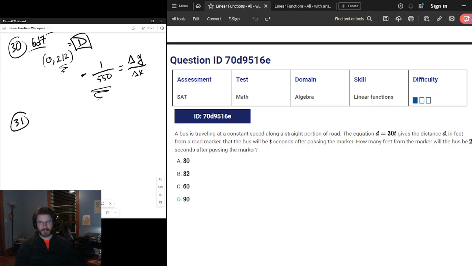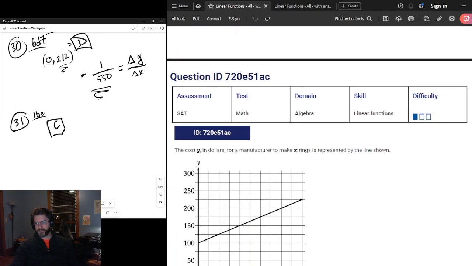All right, 31, 16E is the code. Bus, who cares? Equation D equals 30t, distance, I assume, in time. So 30 is distance over time, 30 meters per second or miles per hour, whatever. How many feet from the marker will the bus be 2 seconds after passing the marker? So t is 2, 60, C. That one's really easy. It is only 1 pip in the difficulty.